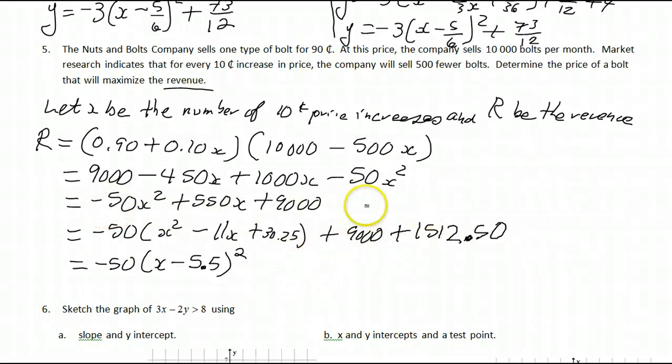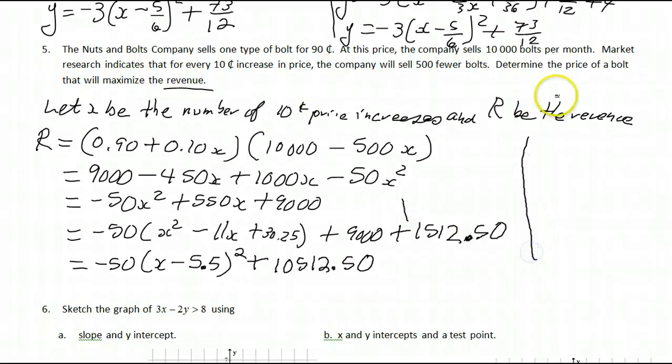Okay, and what do we do? We just combine these two guys down here, and we go plus 10512.50. I have a maximum revenue of 10512.50, which isn't really what it asked. It asked for the price. And when x is 5.5, what is x? It's the number of 10-cent price increases. I need to make 5.5 10-cent price increases.